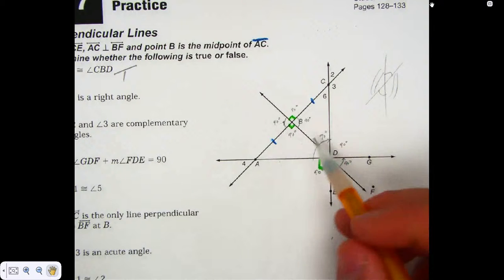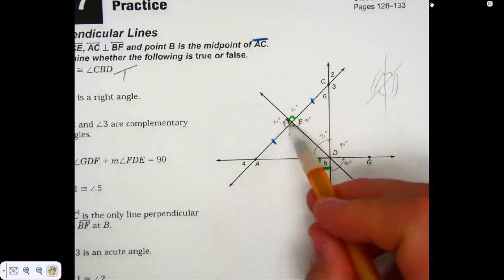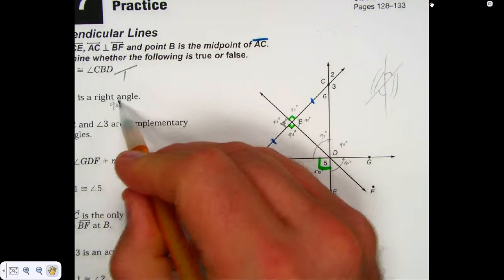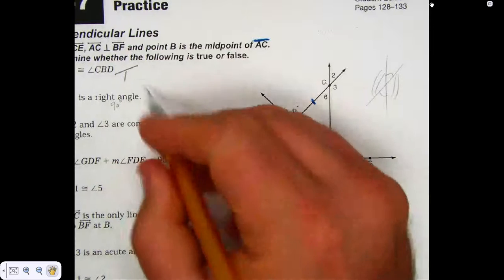All right, angle 1 is a right angle. Is angle 1 a right angle? What does it mean to be a right angle? It means it's what? And is angle 1 90 degrees? So that's what?